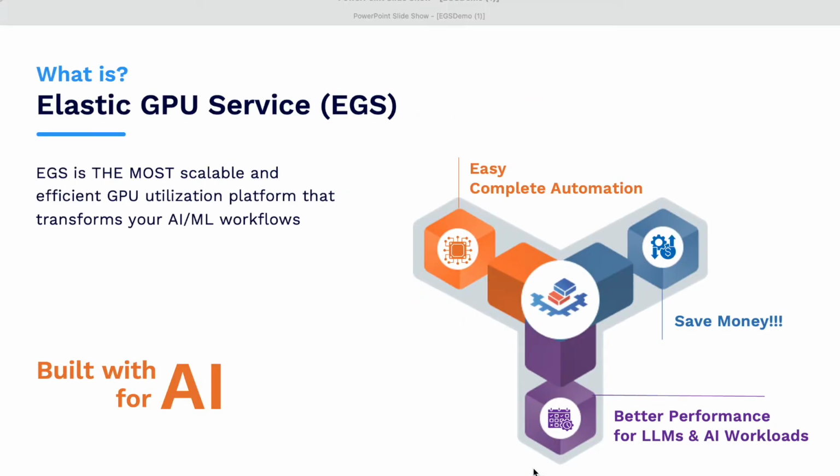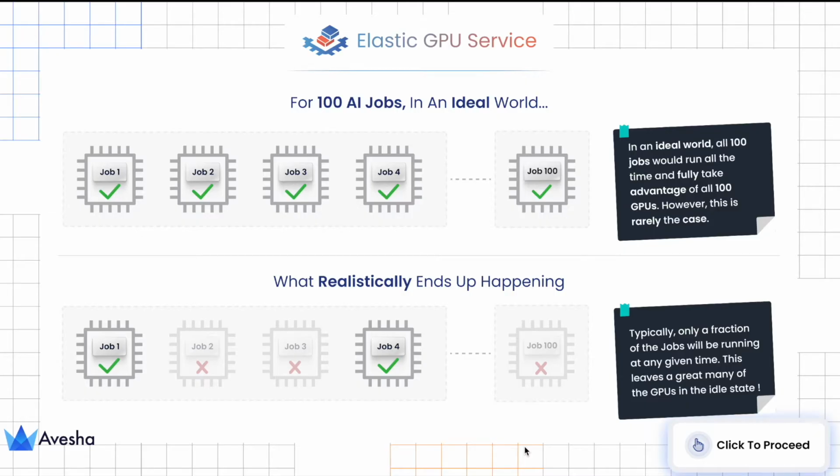EGS is the only solution out there that is applying AI and intelligence to solving this battle for GPU resources. So, what is EGS? EGS is the most scalable and efficient GPU utilization platform that transforms your AI/ML workflows. What's really interesting here is that EGS promises not only to make life easier for data scientists, but also to save a good chunk of money in the process. Let's look at the problem a little more closely.